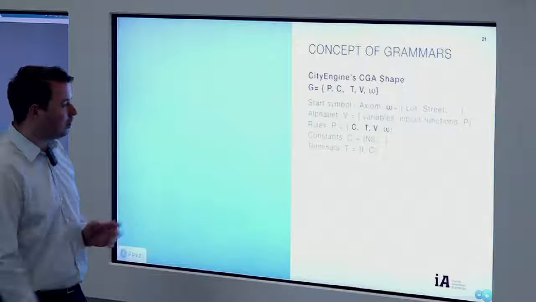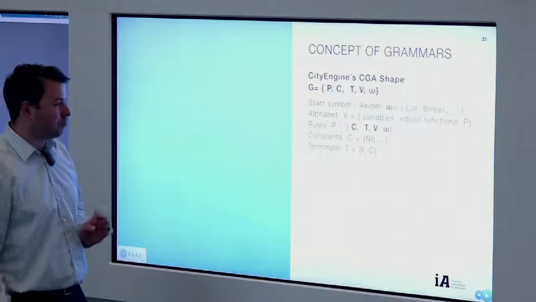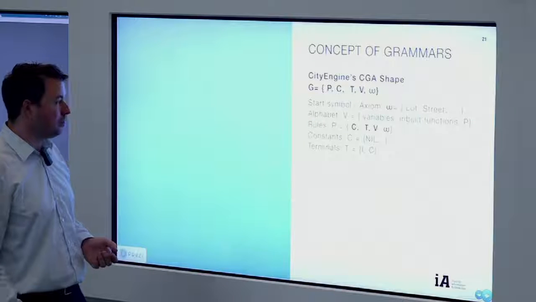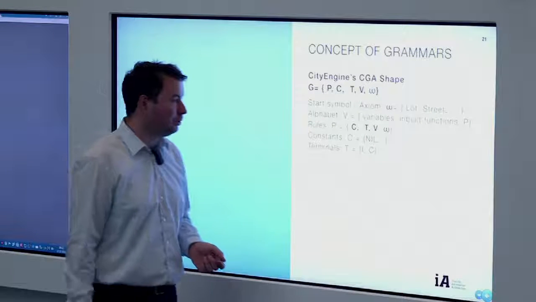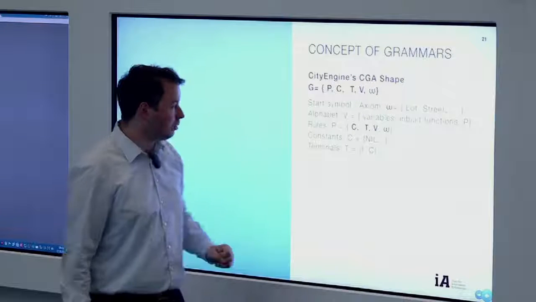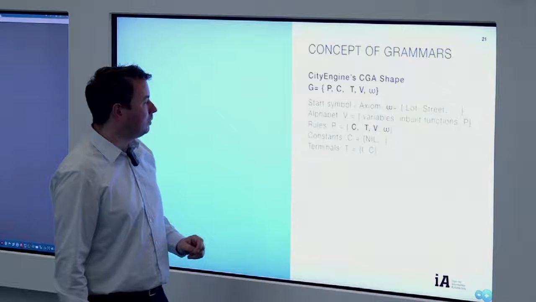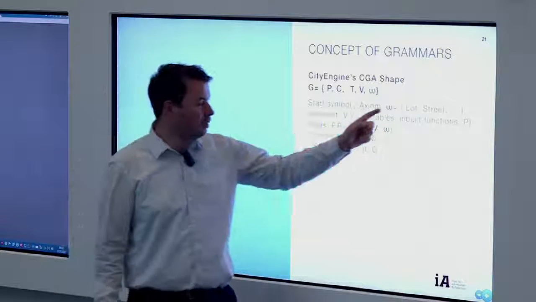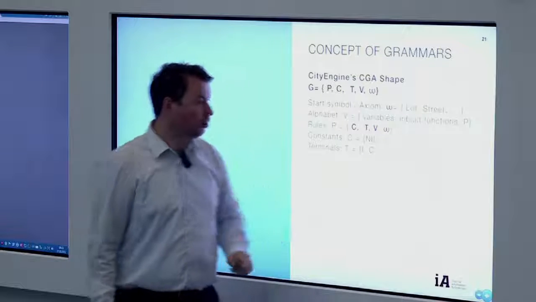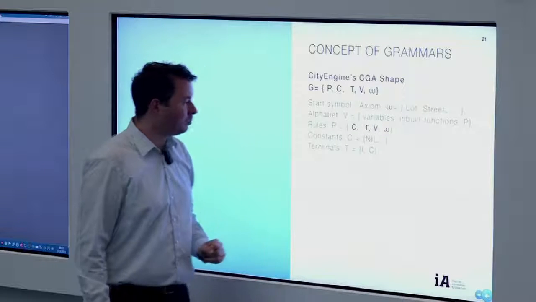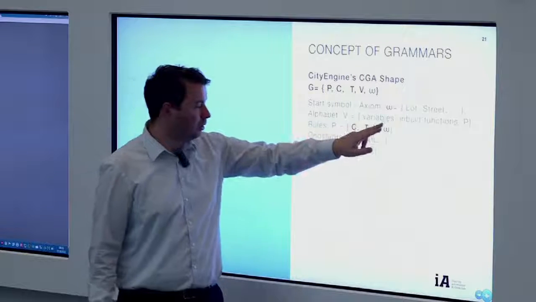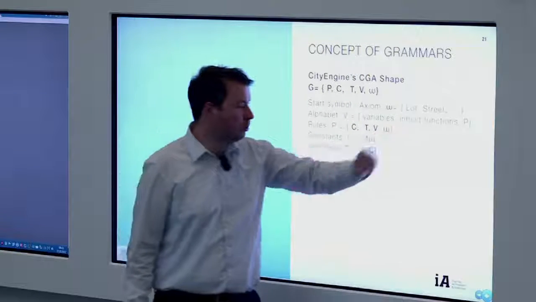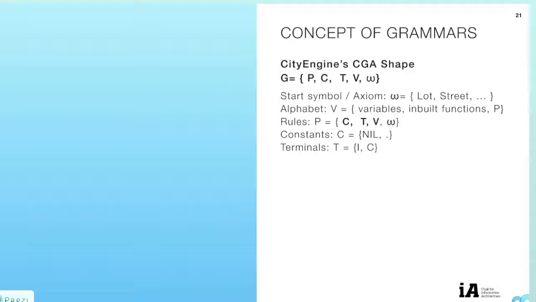So now we make a little comparison to what is in CGA shape inside. CGA shape is as well a grammar interpreter, computer-generated architecture, grammar, the abbreviation for CGA. And the start symbol in that case is lot, street, corner, and so on. And the alphabet is actually representing all the variables and the inbuilt functions, what you have been using, for instance, built-in cube, and all the different kind of production rules.